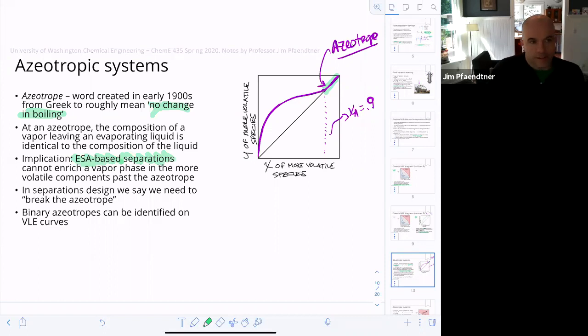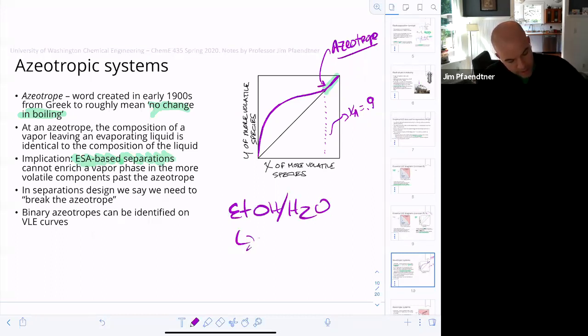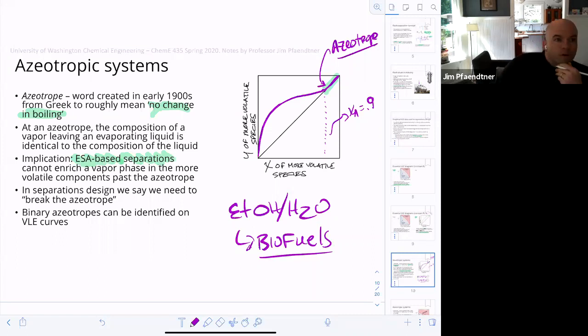One of the classic examples where this becomes really important is in ethanol and water separation and in the production of biofuels. When we produce ethanol from fermentation, the stream that comes out of the fermenter broth is very water rich. Depending on the strain, 15 to 20% alcohol by volume is typical. If you're going to make a fuel grade ethanol, you need to get that to above 99.7, I think is the fuel standard. And the ethanol water azeotrope is well below that.